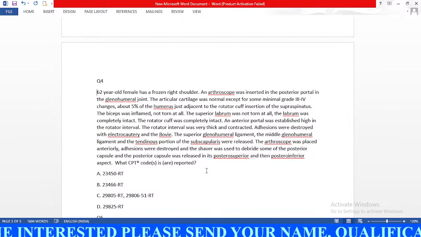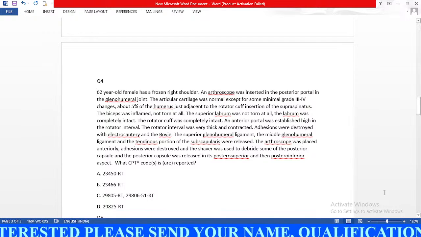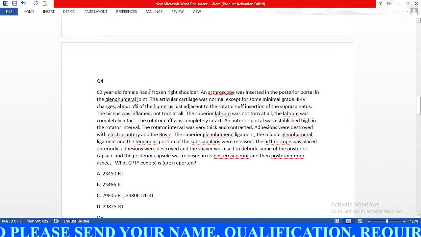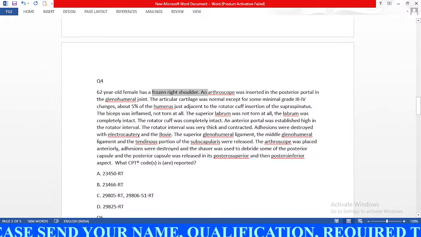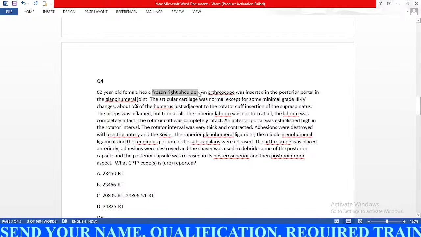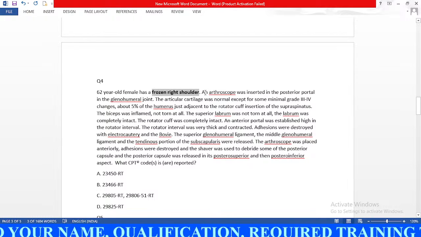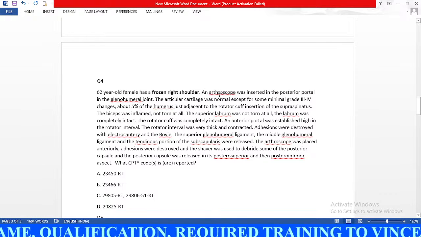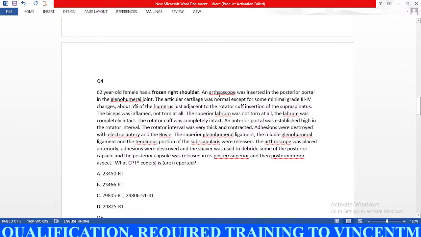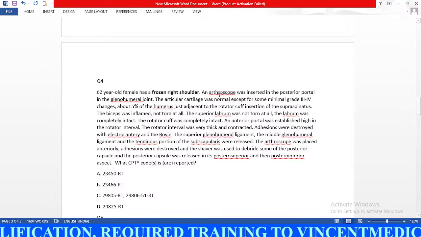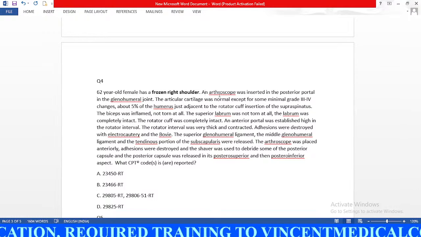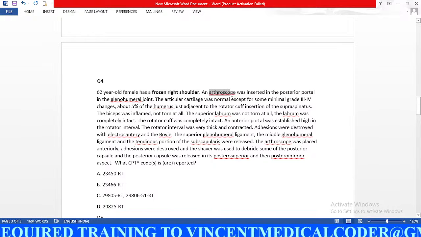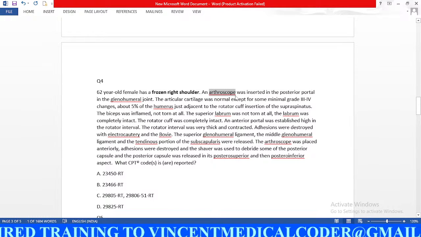A 62-year-old female has a frozen right shoulder. So what happens to the patient? Frozen right shoulder, this is the keyword. Based on this, we need to understand whether it is an open procedure or an arthroscopic procedure. Based on the procedure description, it is an arthroscopic procedure. If you see here, arthroscopy is mentioned in the document. So it is an arthroscopic procedure.